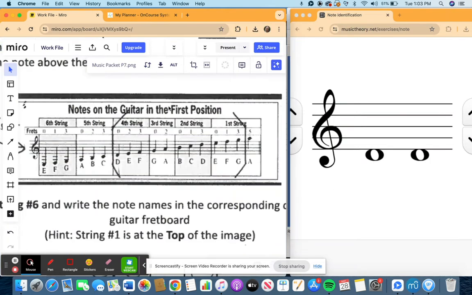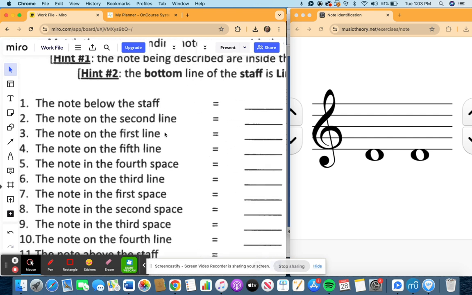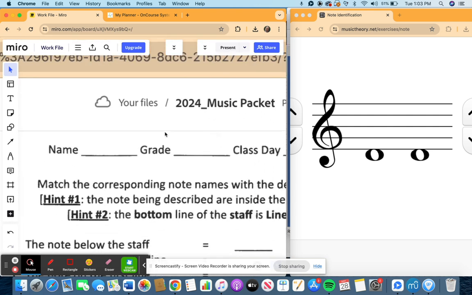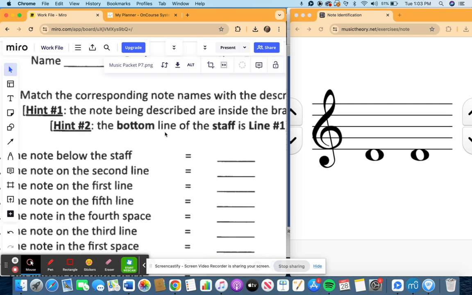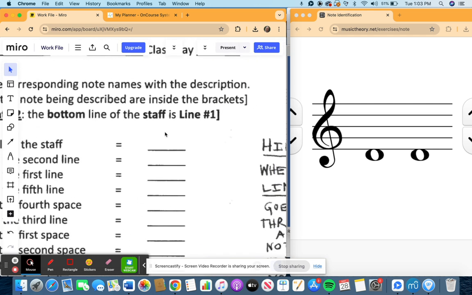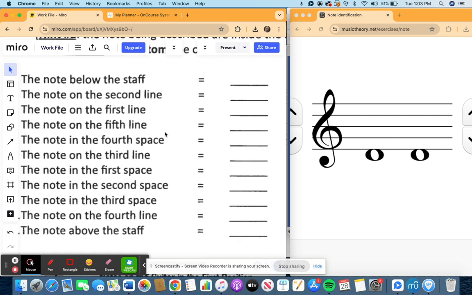Okay, everybody, here we are. We're going to do some note identification to start off the day. It's going to be the packet that talks about matching the corresponding note name with the description. So we're going to look at some descriptions of some notes.